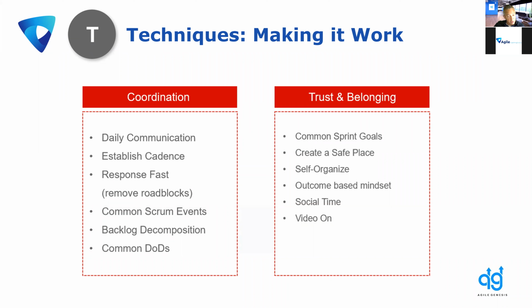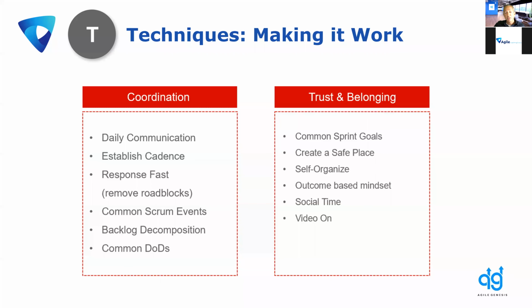Backlog decomposition needs to be a part of the team activities in a way that allows them to get to the smallest item on that product backlog in a way that they understand it and in a way that allows them to work independently once the sprint starts on that particular unit with the least amount of dependencies, right?